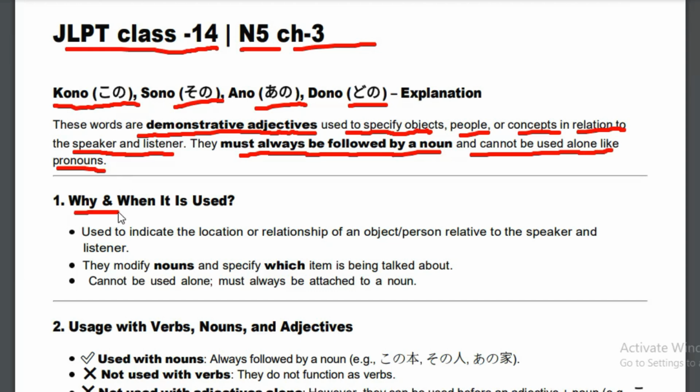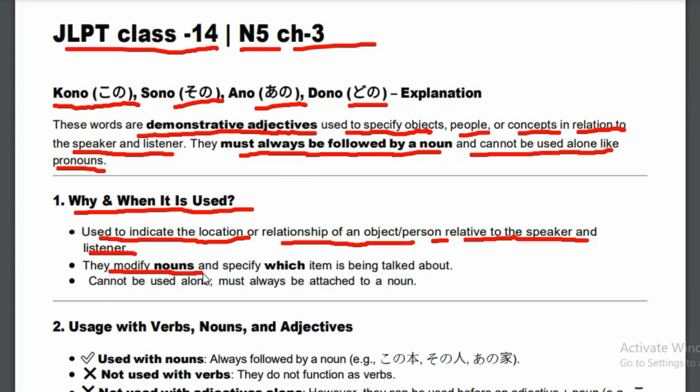Why and when are they used? They are used to indicate the location or relationship of an object or person relative to the speaker and the listener. They modify nouns and specify which item is being talked about, and they cannot be used alone and must always be attached to a noun.